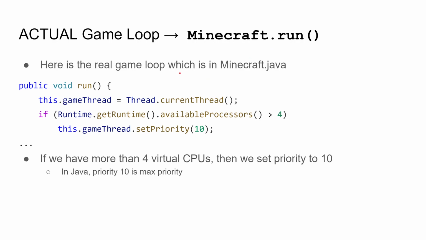So the real game loop, which is of course in Minecraft.java, is this run function. This run function is a very important function because it really does the heavy lifting of Minecraft. First, it looks at the processor, the performance of your computer, because if it's greater than 4, then we allow Java, or Minecraft in this case, to have max priority. That's what that 10 means. It's actually an enum, but it's just 10. But if it's less than 4, then we can't really hog all your CPU resources. So that's what this is doing.